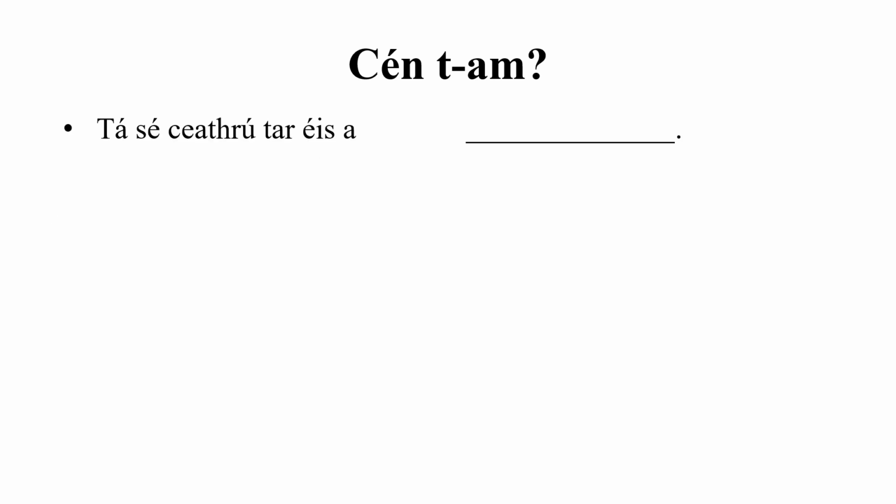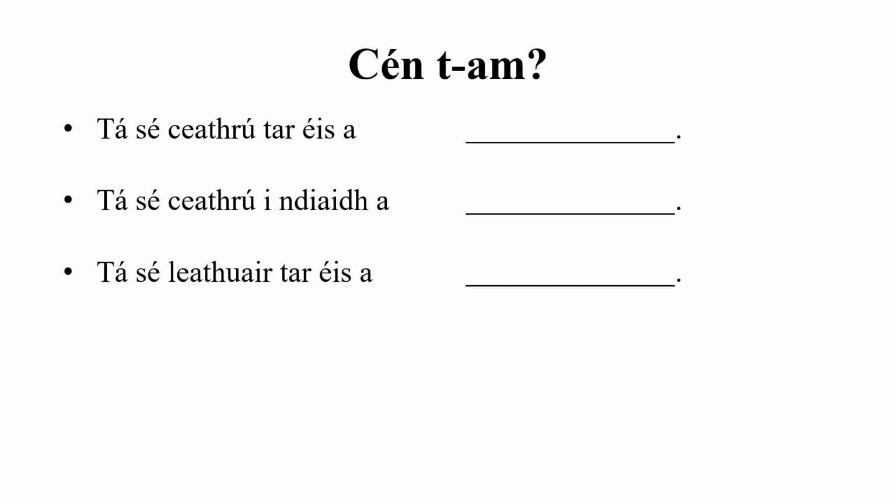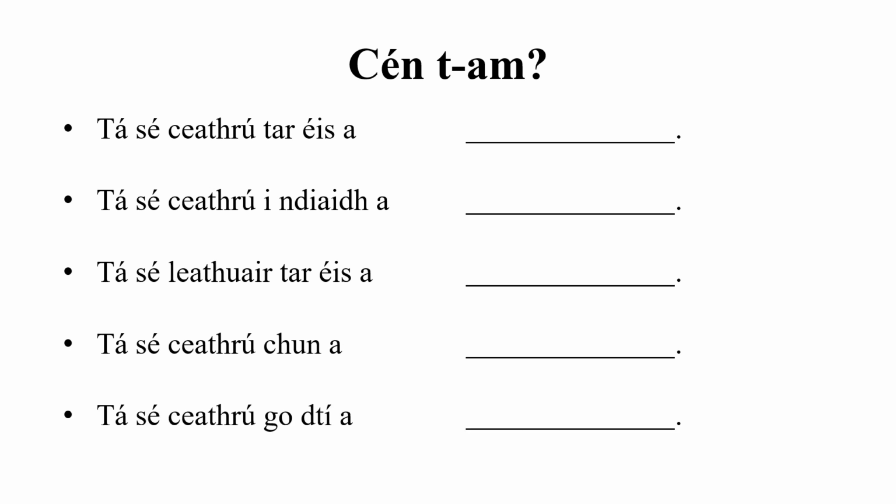So one more time. Tá sé ceathrú tar éis a trí, it's quarter after 3. Tá sé ceathrú i ndiaidh a trí, it's quarter after 3. Tá sé leathuair tar éis a trí, it's 3:30. Tá sé ceathrú chun a trí, it's 2:45. Tá sé ceathrú go dtí a trí, it's 2:45.